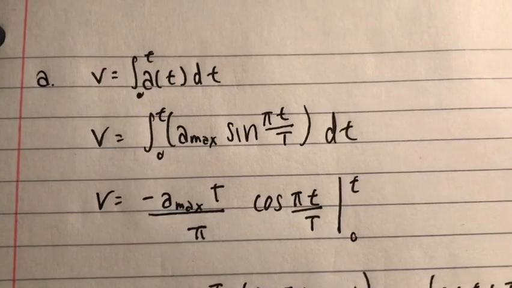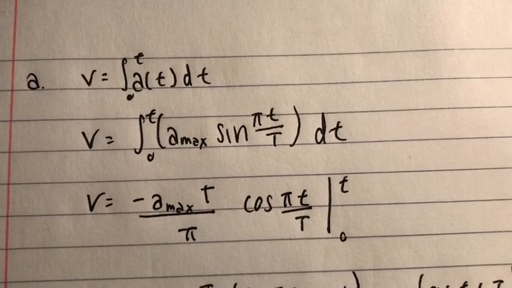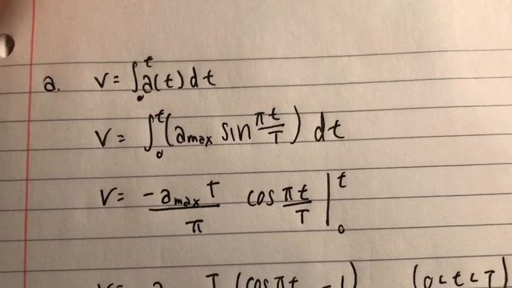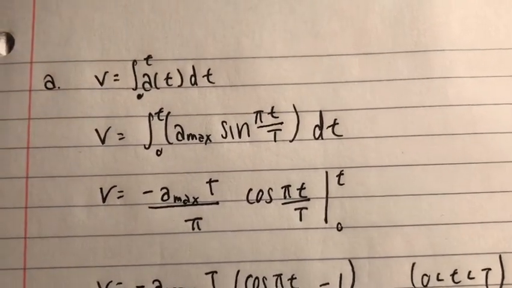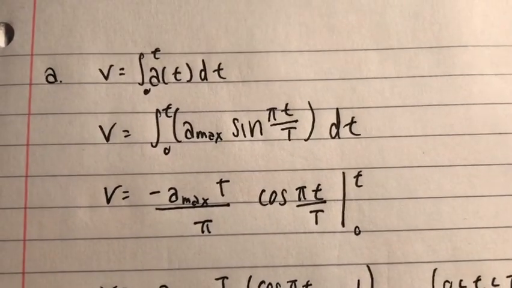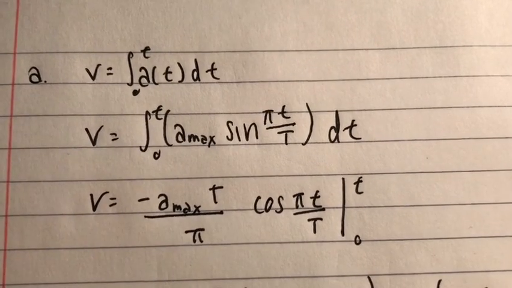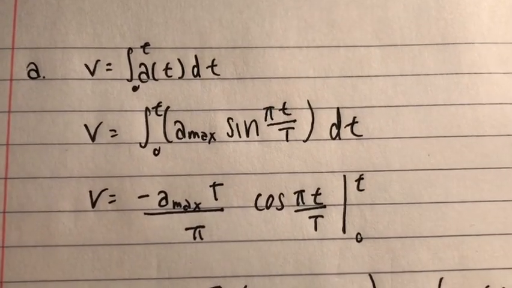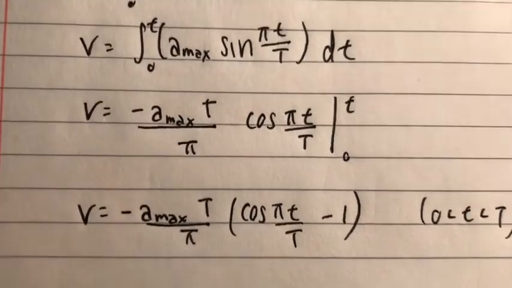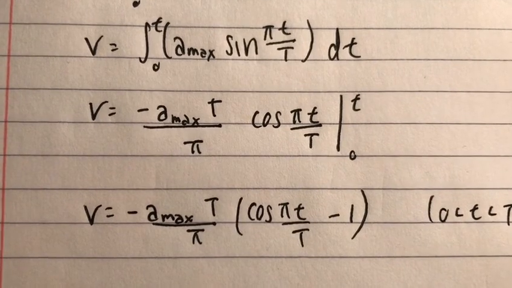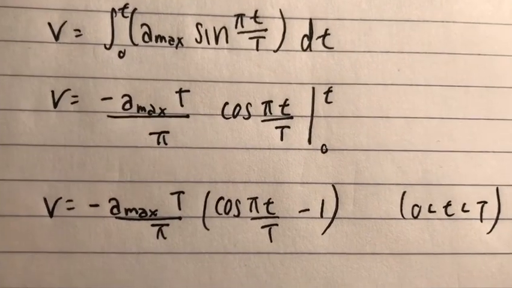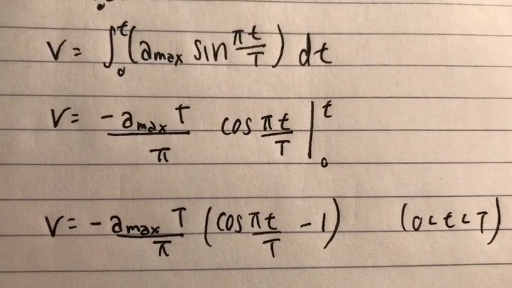So for part A, we know that velocity is the integral of acceleration, so it's asking for the expression of the velocity of the skier as a function of time during the acceleration. So that's up until terminal velocity, so we can plug in our given equation for the acceleration up until the terminal time T, which is a max sine pi t over big T. After taking out some constants and integrating, this is what we get. And after plugging in the limits, we get negative a max big T over pi, quantity cosine of pi t over big T minus 1, from 0 to big T.